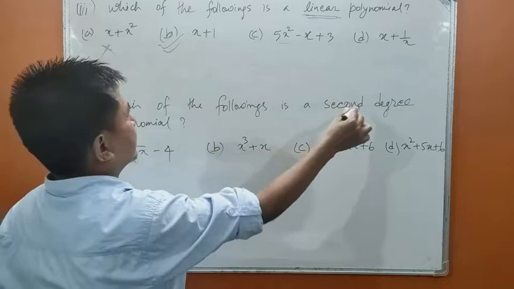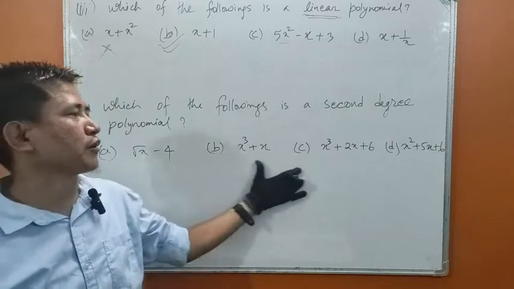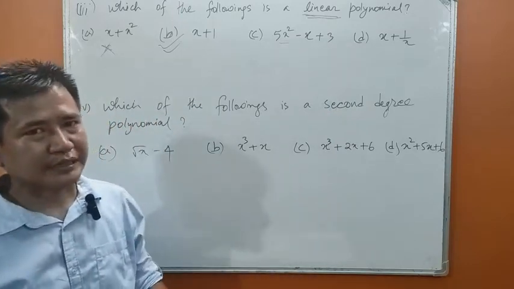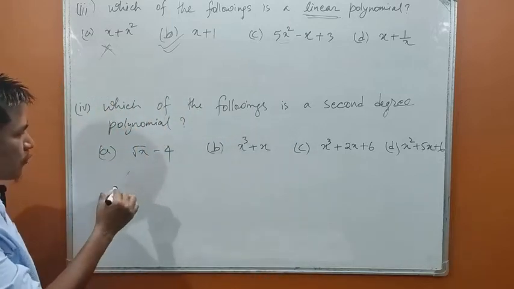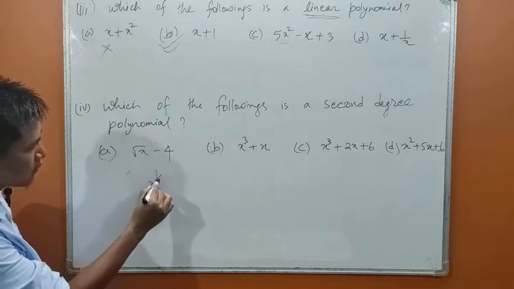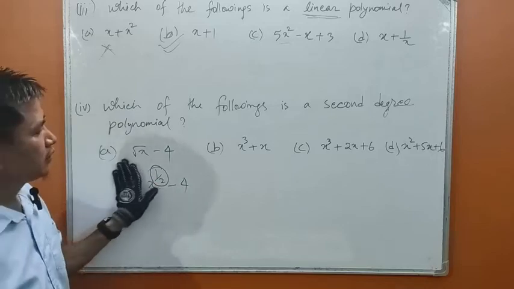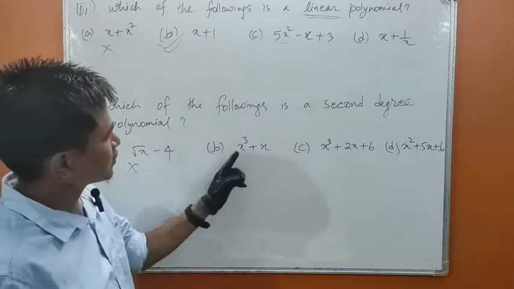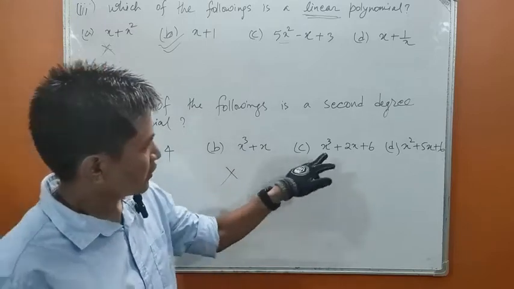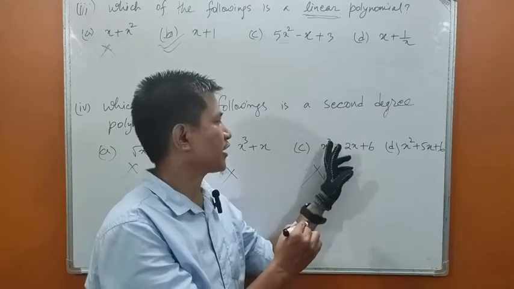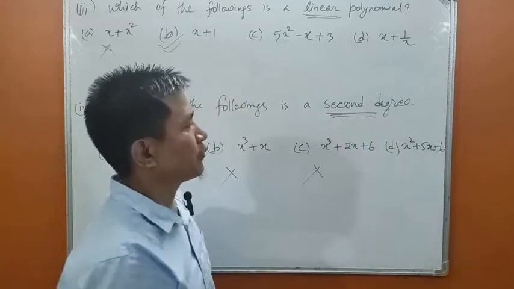Which of the following is a second degree polynomial? We are asked to identify the second degree polynomial from these 4 options. Second degree polynomial means the highest power of the variable should be 2. So this is not even a polynomial because root x means x to the power 1 by 2, minus 4. The power is a fraction, so this is not a polynomial. This is not the option. This is also not the option because the highest power is 3, so this is a third degree polynomial. This is also not the option because the highest power of x is 3, so this is also a third degree polynomial.